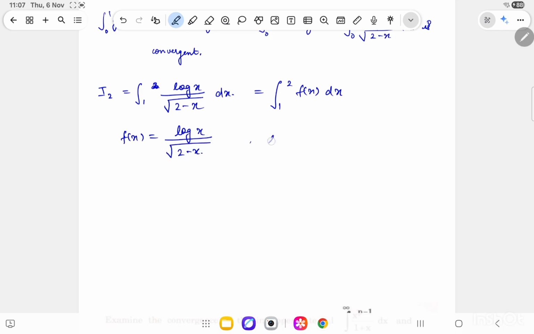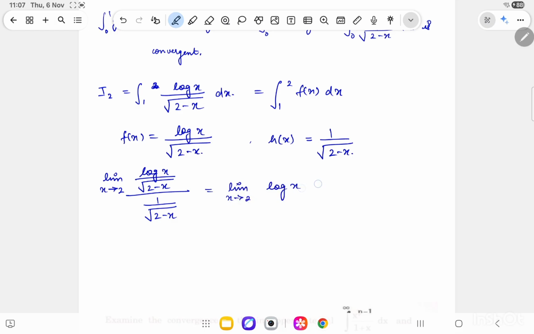Now let's assume another function, let's say h(x), as 1 by square root of 2 minus x. Now let's use the limit comparison test again. This time it will be the limit as x approaches 2, because x equals 2 is the point of infinite discontinuity, of log x divided by square root of 2 minus x, divided by 1 by square root of 2 minus x. This is equal to the limit as x approaches 2 of log x, which is equal to log of 2. Now this time this limit is not equal to 0 and it is also finite.